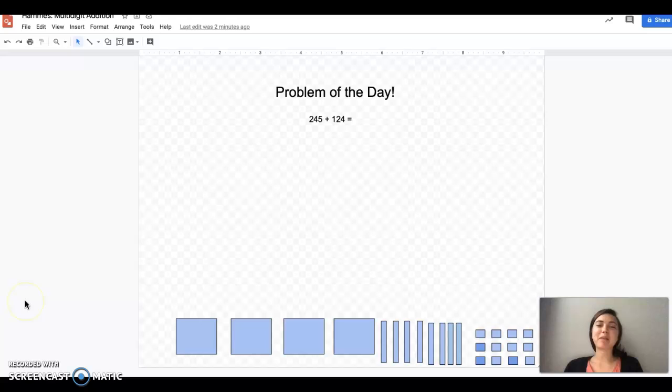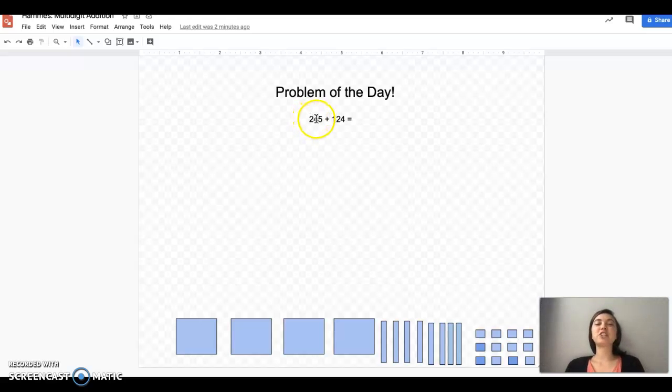Let's take a look at our problem of the day. Wow, these are large numbers. They are multi-digit numbers because they have many digits inside of them, like the word multiple choice or multitude. The prefix multi means many.